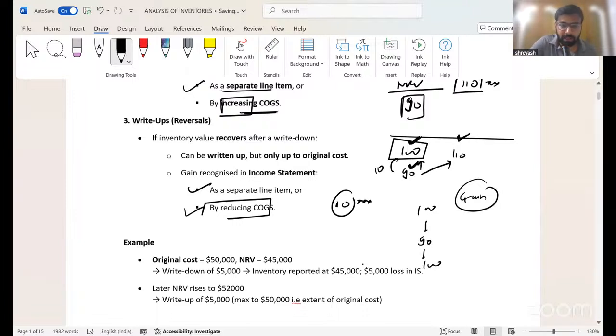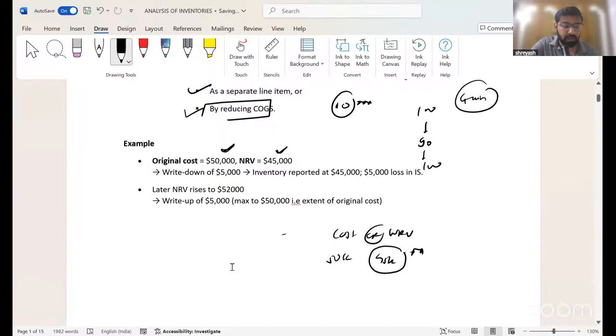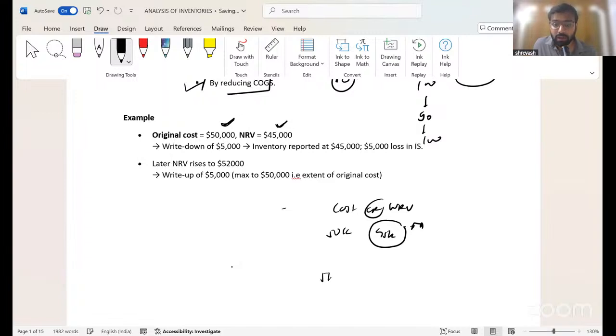All right, let's take an example, guys. The original cost of the inventory is $50,000. NRV is $45,000. Sir, in IFRS, how do you evaluate inventory? The cost or NRV, whichever is lower. Sir, cost is 50K. Sir, NRV is 45K, whichever is lower. Sir, that means the inventory will be recognized at NRV. That means there's a loss in the value of inventory of 5,000. And it will go in income statement either as a separate line item or by increasing COGS. I hope by now you have remembered this.